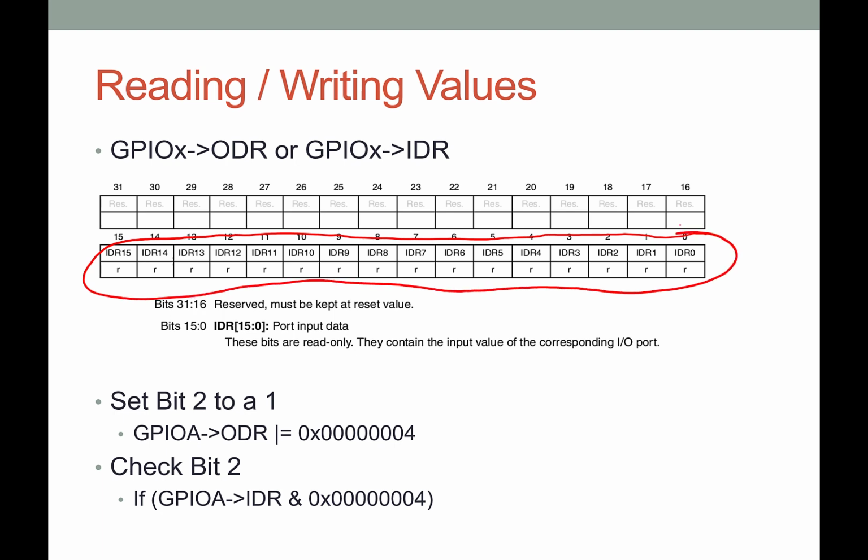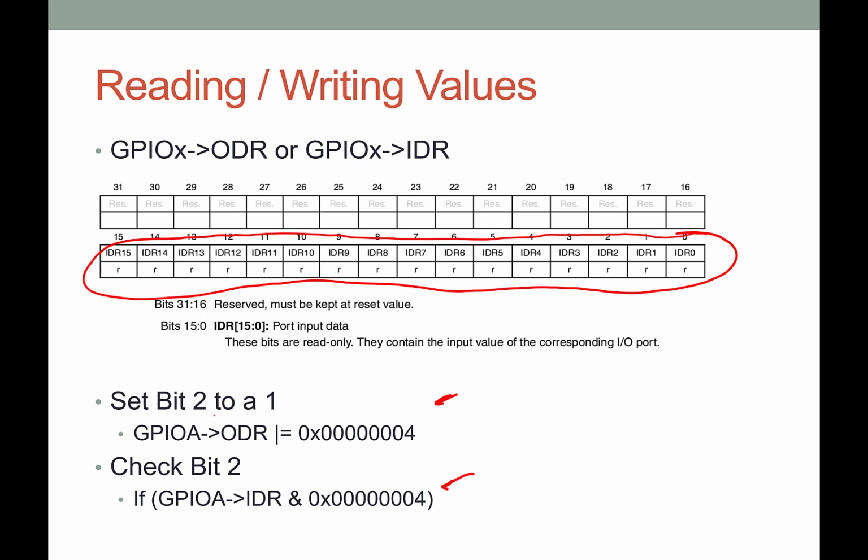And for our port inputs, for the input data register, we can do something like that. If we want to set something on the output data register, it's going to look similar, except it's going to be ODR rather than IDR. Okay, so let's just see what these two commands do if we were to implement them.